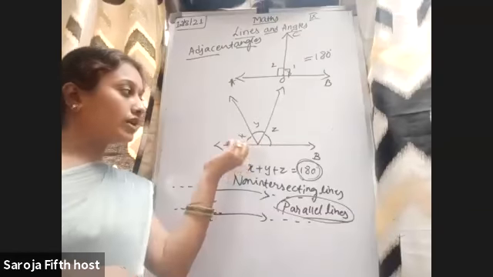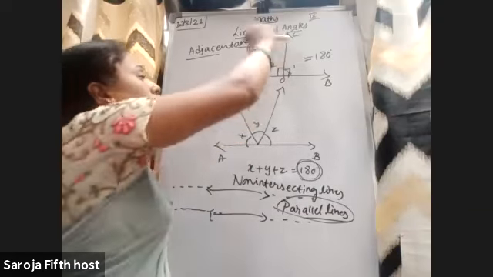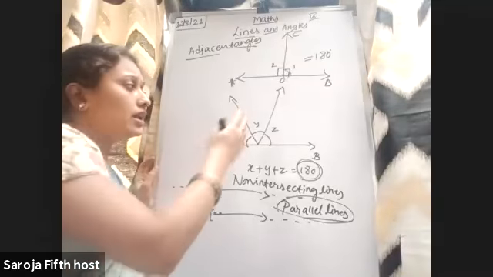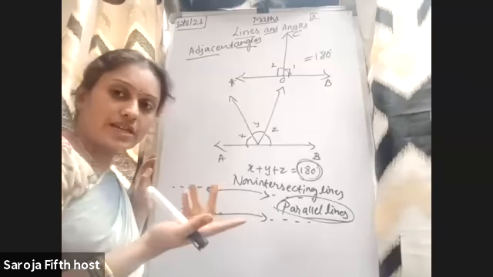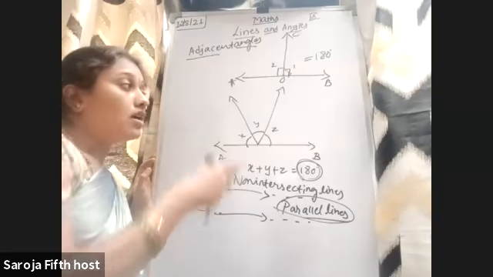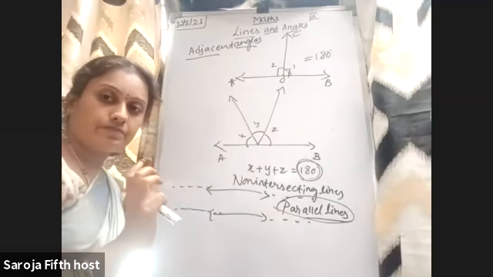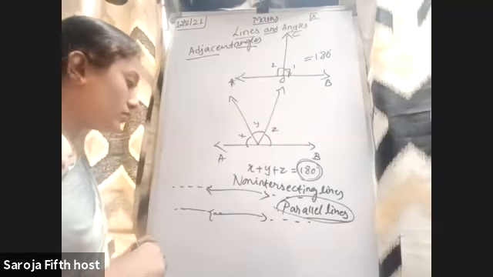It is not mandatory that there will be only one ray standing on a straight line. Like this, two rays can also be standing. More than two rays can also be there on a straight line, but it will not change. The sum will be equal to 180 degrees. Is it clear?